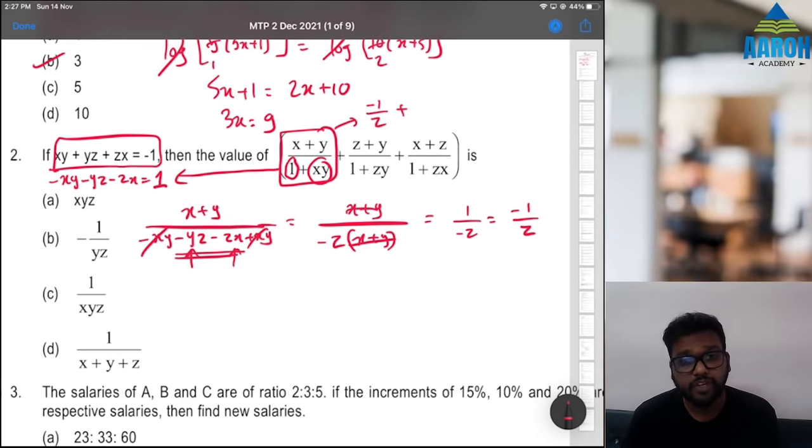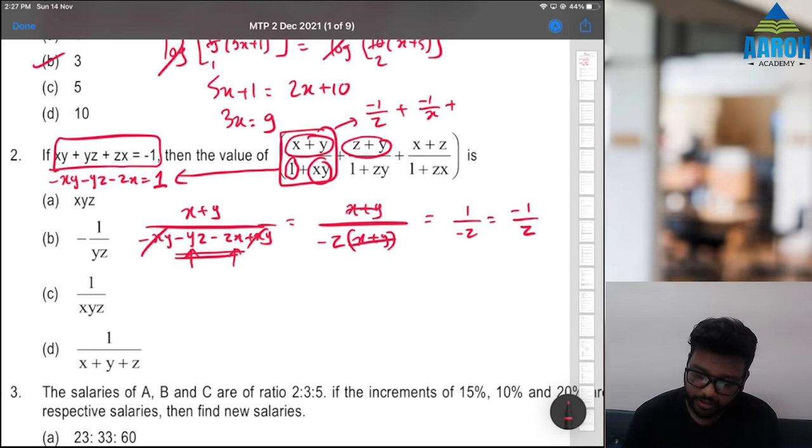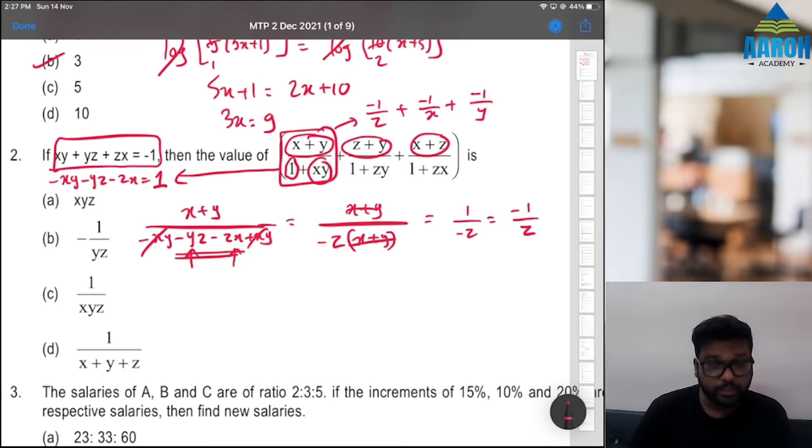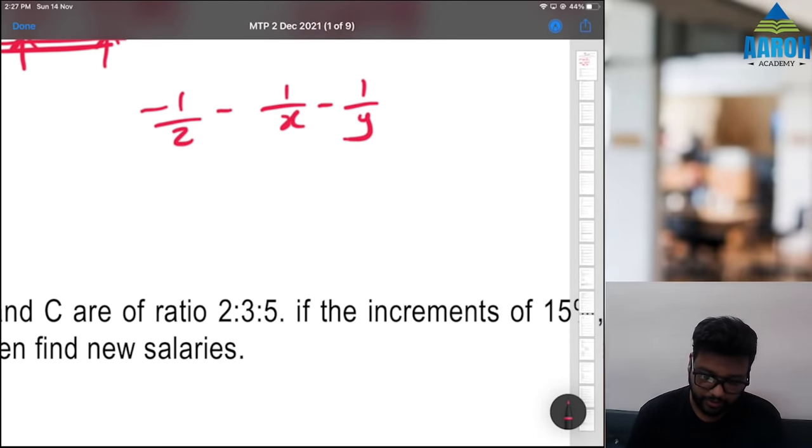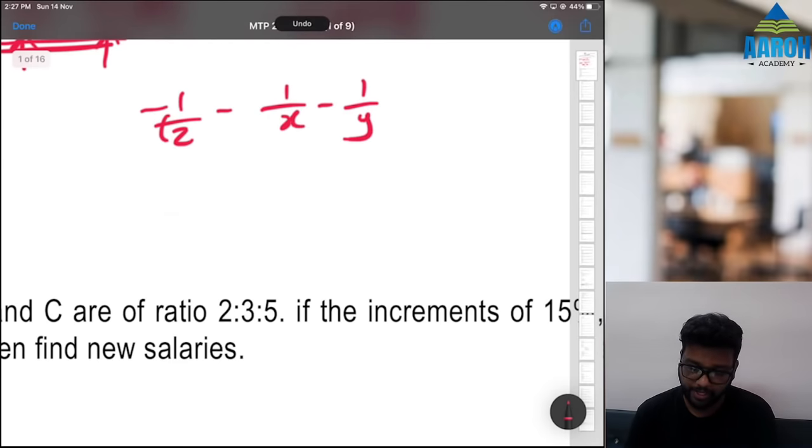That means the second term will be, see, this was xy, that is why z came there. So this is zy, that means it will be minus 1 by x, and this is zx, that means it will be minus 1 by y. Now that is not in the options, but let's simplify it. Minus 1 by z minus 1 by x minus 1 by y. Now let's take LCM. Here we have z as denominator, so we'll multiply by x and y.